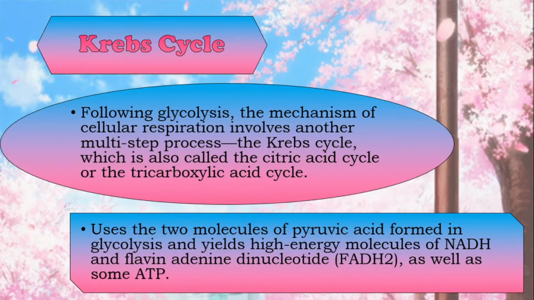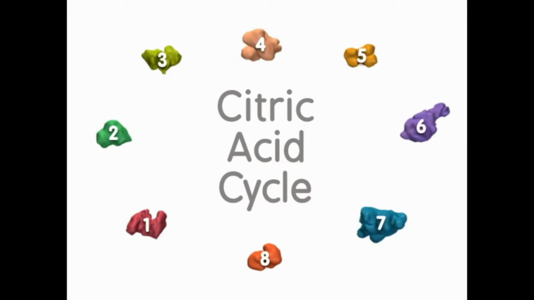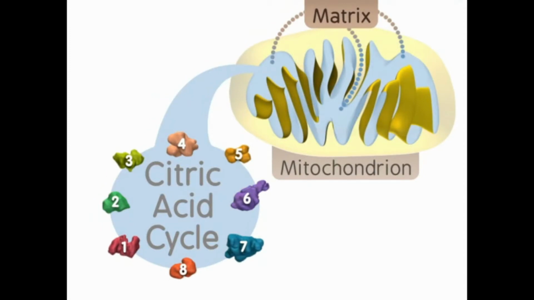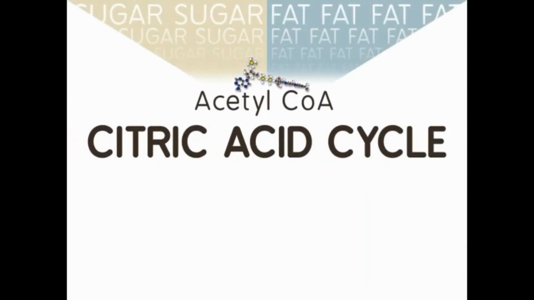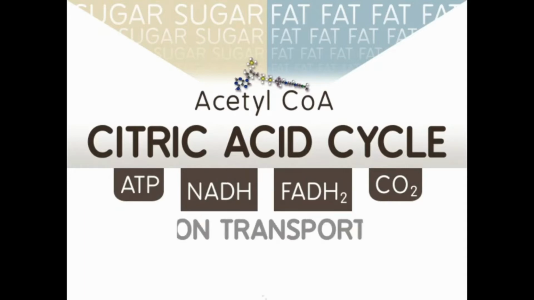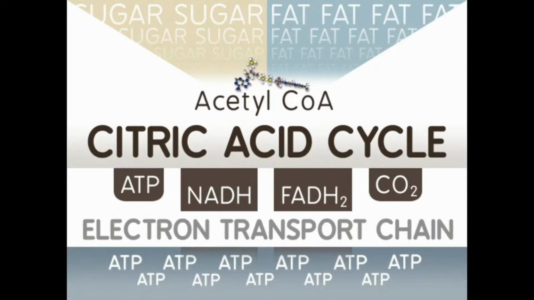Following glycolysis, the mechanism of cellular respiration involves another multi-step process, the Krebs cycle, which is also called the citric acid cycle or the tricarboxylic acid cycle. The citric acid cycle is a series of chemical reactions that takes place in the mitochondrial matrix. This uses acetyl-CoA derived from sugar and fat breakdown to form ATP, NADH, FADH2, and carbon dioxide. The NADH and FADH2 can be used to form additional ATP through the electron transport chain.